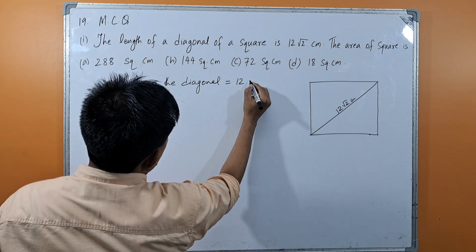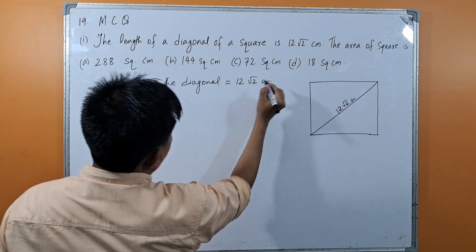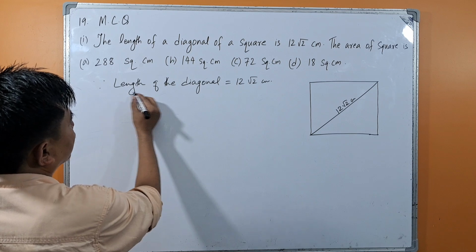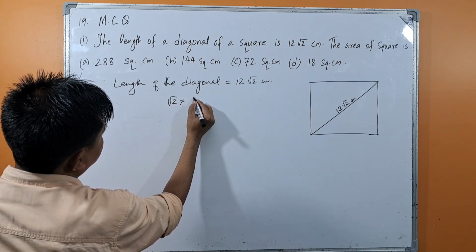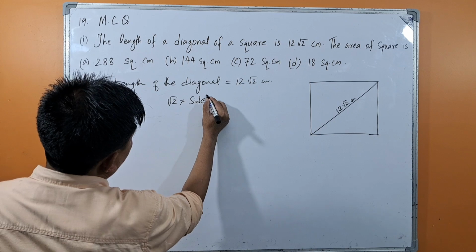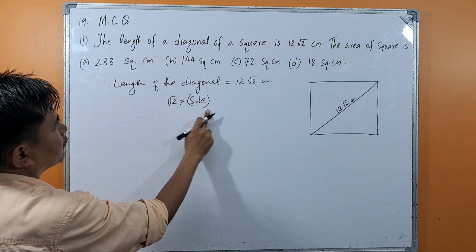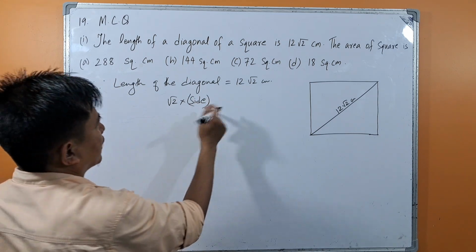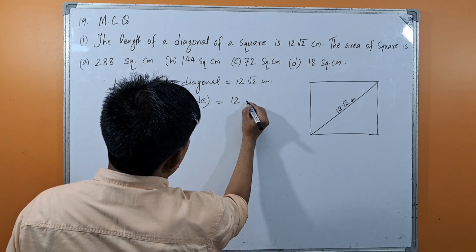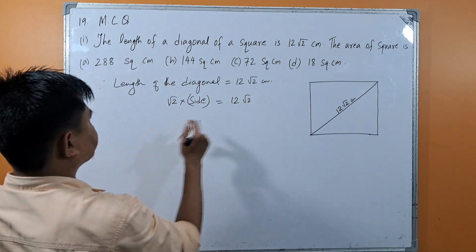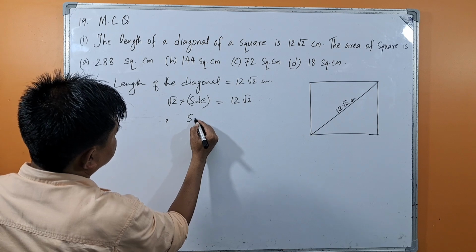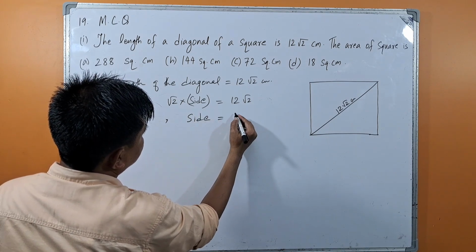equal to 12 root 2 centimeter. This is given, isn't it? So what is the formula for length of the diagonal? Root 2 into side. Okay, this is the formula for length of the diagonal of a square, equal to 12 root 2 centimeter. Let us not write the unit. Okay, or from this equation we can find the side of this square.